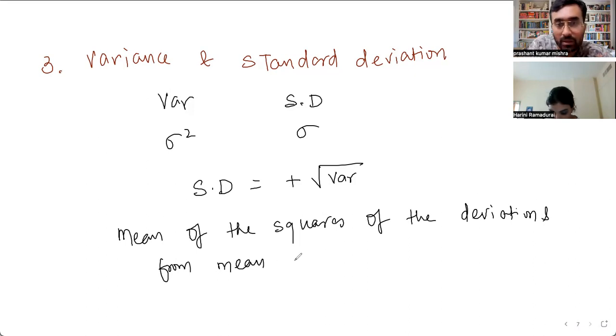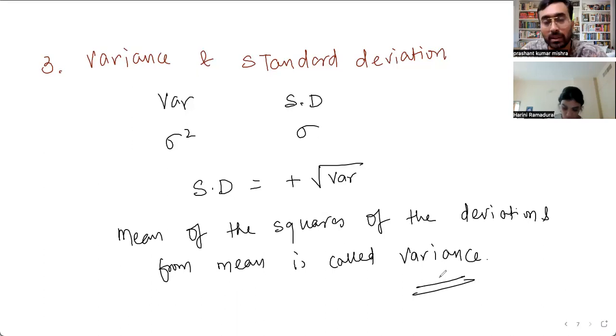From mean is called variance. The mean of square of the deviations from mean. Mean of square of the deviations from the mean is called variance. Now, how to calculate variance and standard deviation?